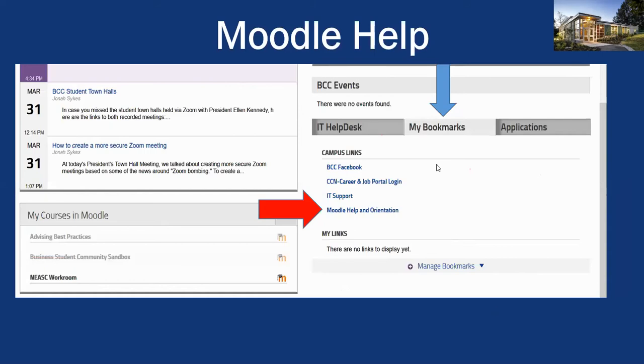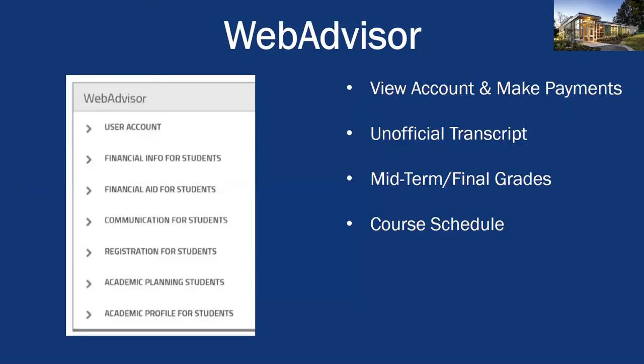So before classes start, I want you to go to your My BCC. I want you to scroll down. I want you to go to My Bookmarks, and you're going to click on Moodle Help and Orientation. Once you click on that, it's going to have a screen. It's going to say Quick Links. You're going to click on it. It's going to say Moodle Login. You're going to log in using your student ID and your password. And then I want you to go up in the corner, and it's going to say Moodle Resources and Help. You're going to click on that. It's going to be a drop-down box, and you're going to click on Moodle Orientation. And then you're going to be able to enroll yourself into the Moodle orientation. And if you have any questions about that, or if you need any help, please email me and I will walk you through it.